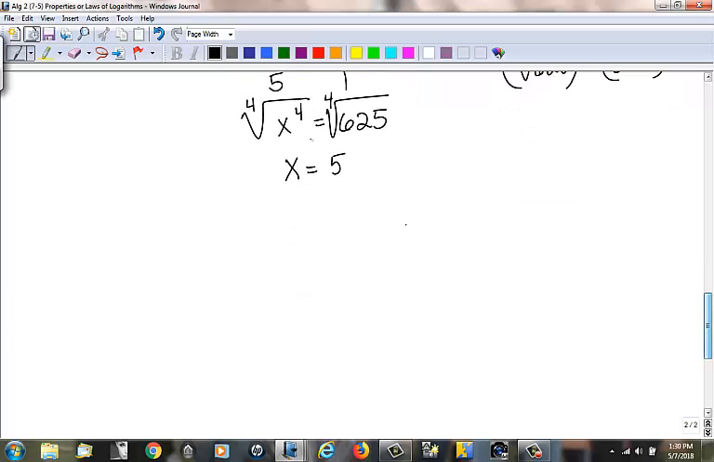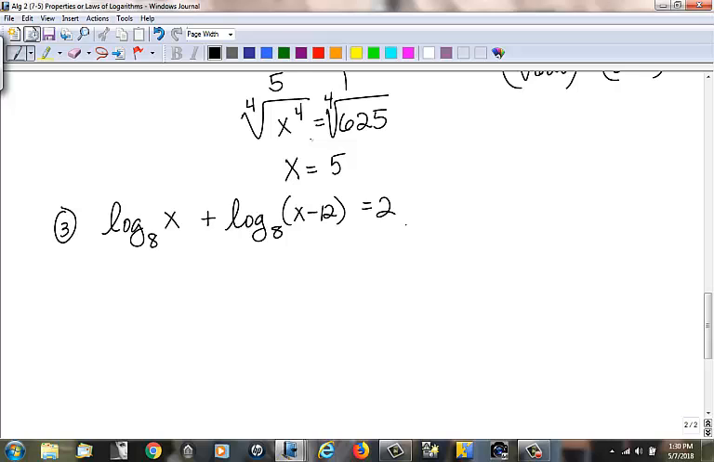Okay, another example. Say you have the log of x base 8 plus the log of x minus 12 base 8 equals 2. If you're adding the logarithms, what were you doing with the numbers? Multiplying. So that would be the log of x times x minus 12 base 8 equals 2. If you're adding the logarithms, you were multiplying the numbers.